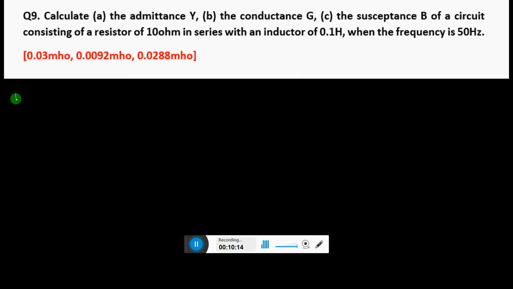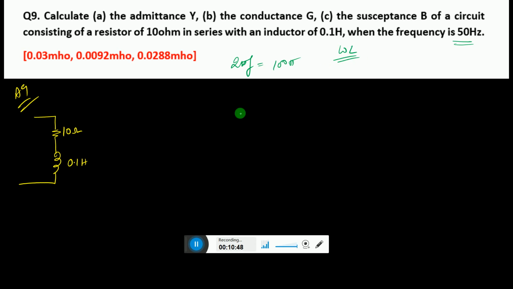Now the solution of answer 9. This is a circuit where it's given that it consists of resistance and reactance in series. This is of 10 ohm and this is of 0.1 Henry. So can I write in terms of 2 pi f? I can write it as 2 pi f. We know that f is 50. So this is nothing but 100 pi. So when I say omega L, I can say 100 pi into 0.1. That is 10 pi ohms.